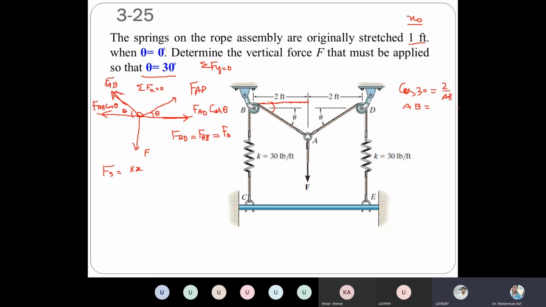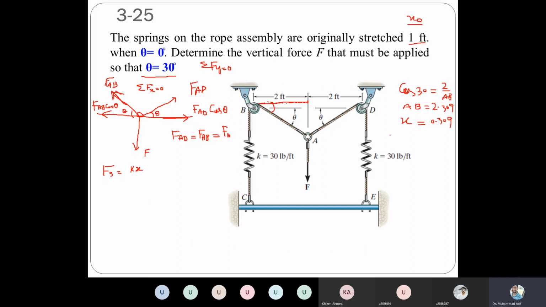That's equal to 2.309. Yes, the value is 2.309. So what is the stretch now? How much is the stretch of this AB compared to before? It is 0.309. So when the angle was equal to 30, the stretch was 0.309.